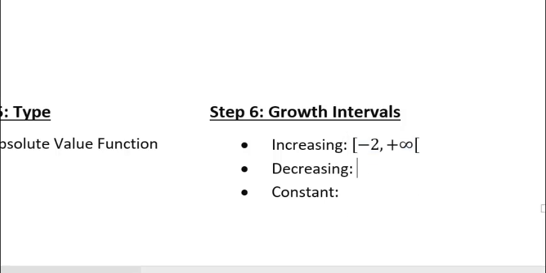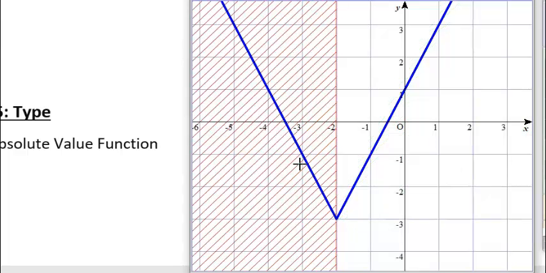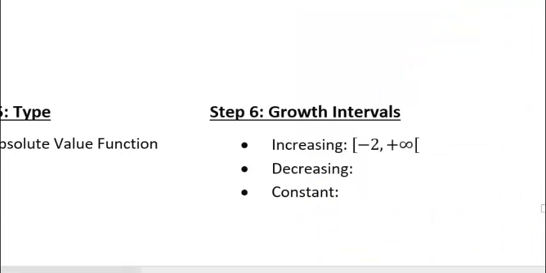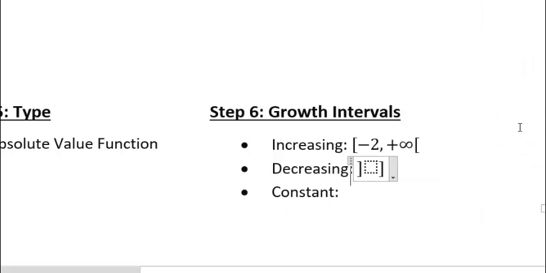Now what about the decreasing? Well, it's decreasing on the other area. This other side is decreasing because it's traveling down from negative infinity, and it stops decreasing on -2. Then from -2 it starts increasing, so it will be decreasing from negative infinity to -2. So that will be the decreasing interval. It will be from negative infinity, open because we never close the infinities, to -2 closed.